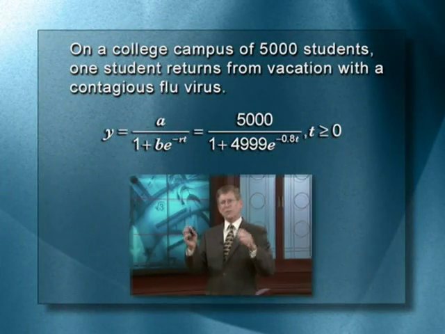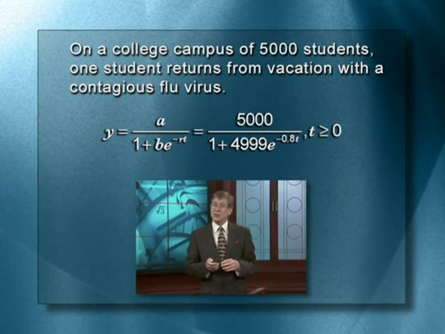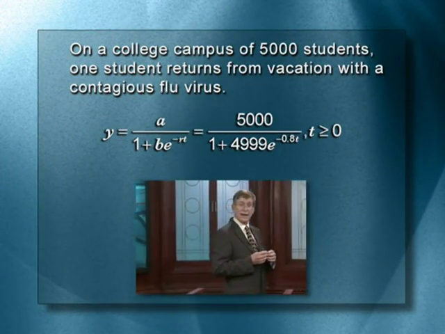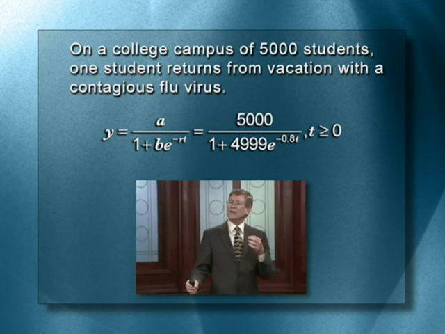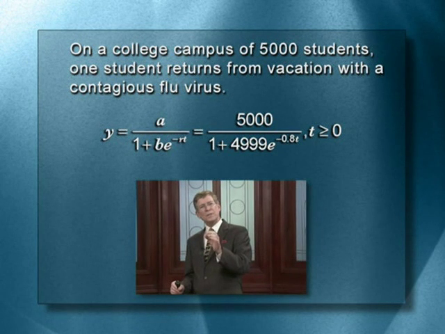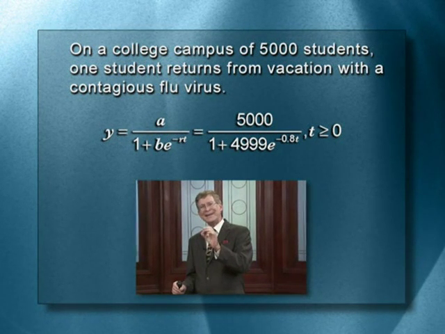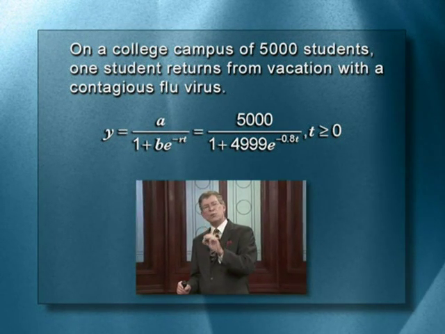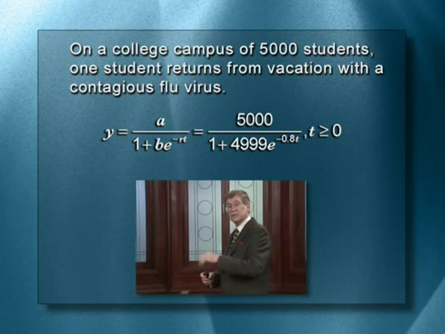And this student begins to infect other students. Sitting in the classroom, coughs, and other students start getting sick. Well, many times this kind of contagious disease will be modeled by the logistic growth model. And in this case, the model turns out to be 5,000 divided by 1 plus 4,999 e to the minus 0.8 t, where t is non-negative.